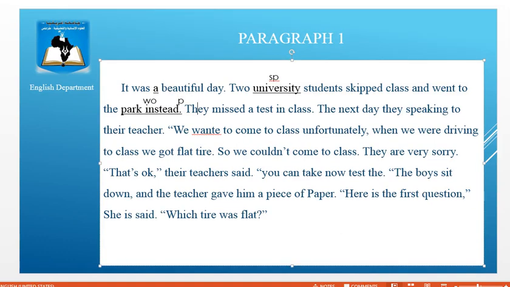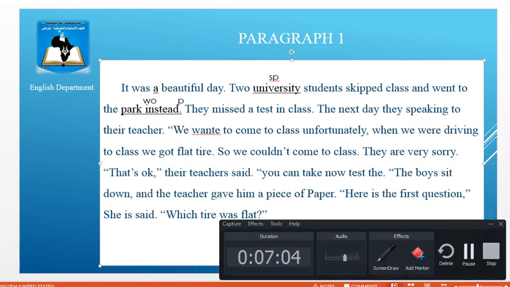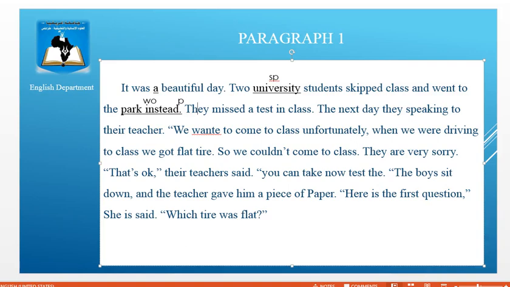Okay, I think now we have 4 mistakes. Let's continue now here. We have found 4 mistakes so far. Let's continue. They missed a test in class. Okay, it's complete. We don't have any mistake.